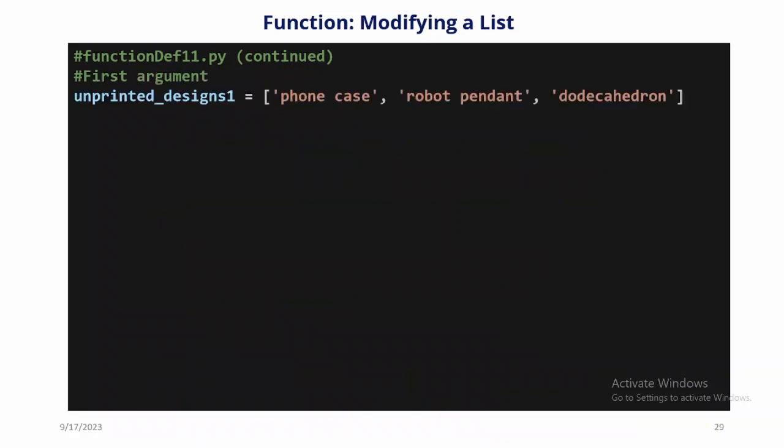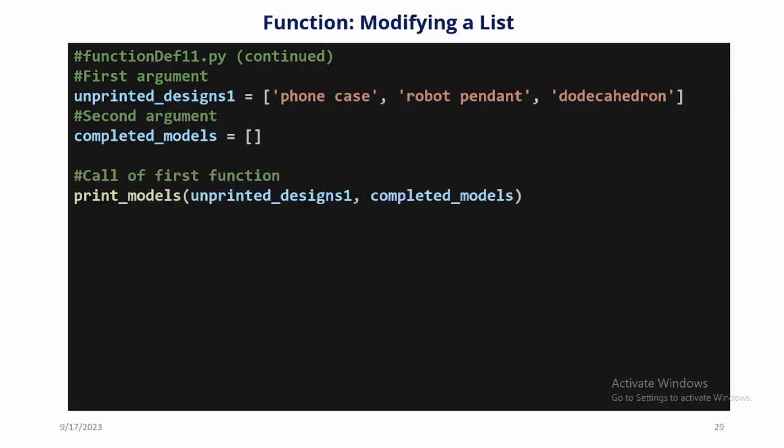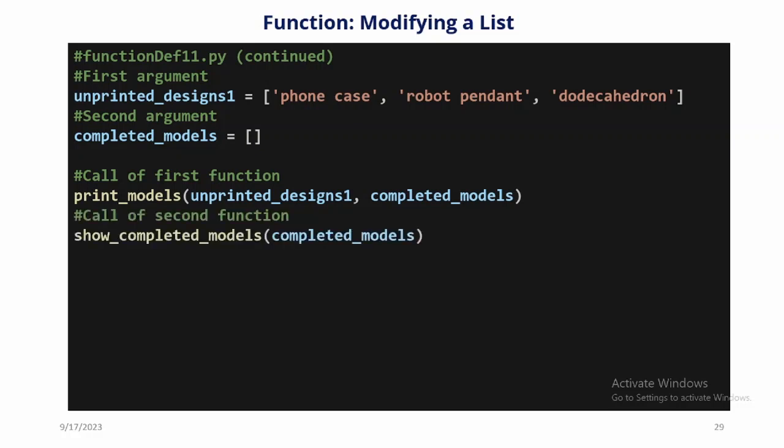So the program continues. If we now create a list and call it unprinted_designs_1, phone case, robot pendant, dodecahedron, and we create a second argument, completed_models, which is an empty list. We now call the function. We'll call the function first, say print_models, unprinted_designs_1, completed_models. We can also call the second function show_completed_models. So we just take the completed models and put it there.